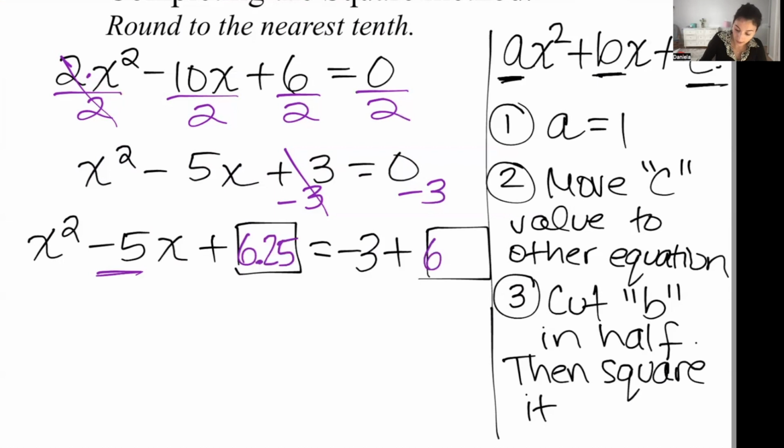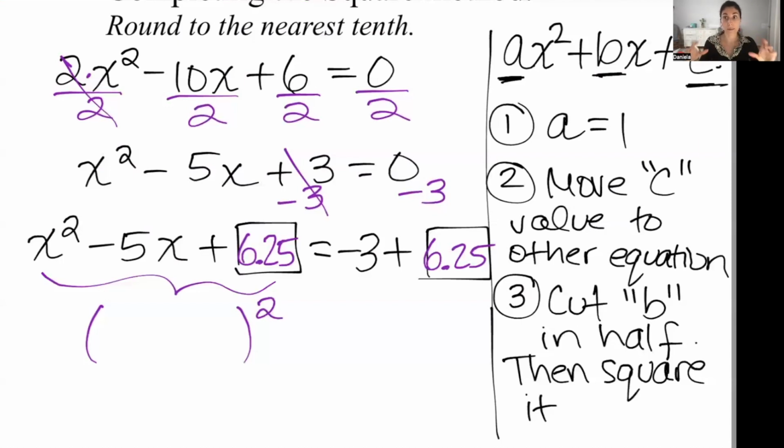Now, I do just want to add that whenever you do this step, you better always get a positive number, because when you square a number, it's always positive. So what does this do? Now, this is what is called a perfect square trinomial. It's a trinomial, right? 3 terms, but it's called a perfect square trinomial because it's something squared, right?